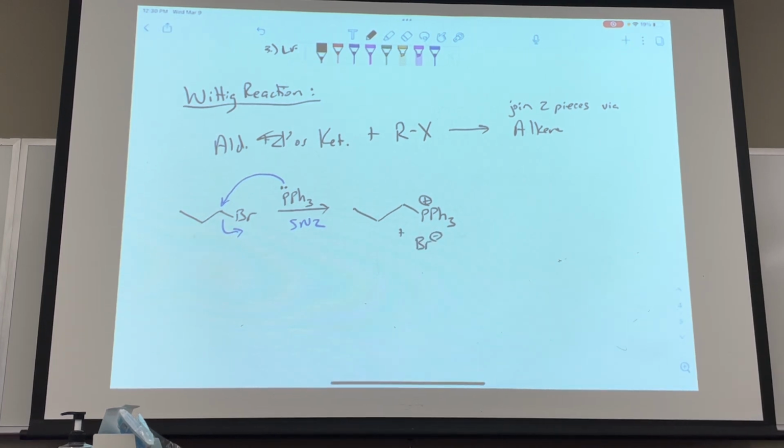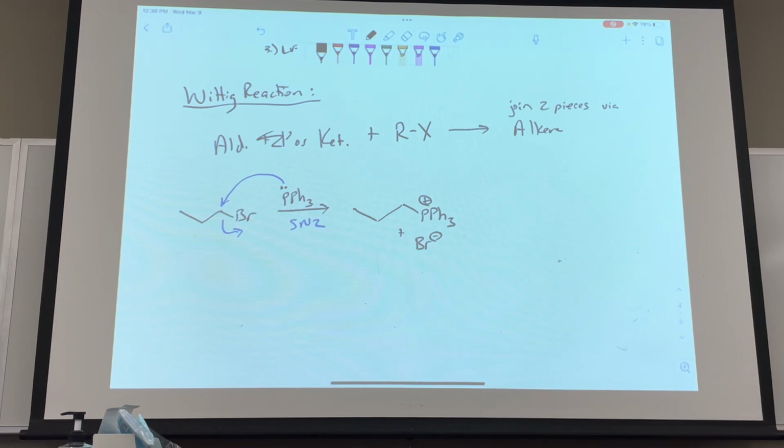And you'll note that the phosphorus is now positively charged. And it's positively charged because the phosphorus is now making 4 bonds, in the same way that if nitrogen is making 4 bonds, it becomes positively charged. Think like the ammonium ion. Phosphorus is the same valence because it's in the same group. So if phosphorus is making 4 bonds, it's going to be positively charged, just like nitrogen.